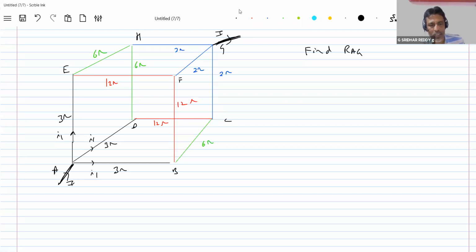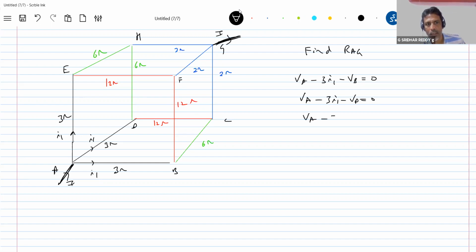So writing loop equation, writing KVL, I directly conclude that it will be like this: VA minus 3I1 minus VB equals 0. Then VA minus 3I1 minus VD equals 0. VA minus 3I1 minus VE equal to 0. So with this, what can we write? VB equal to VD equal to VE with respect to A.